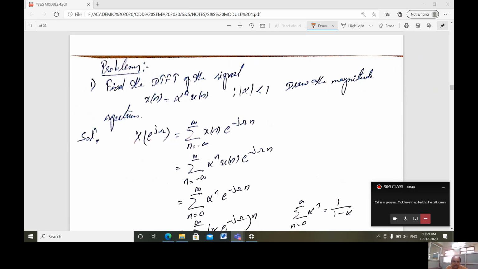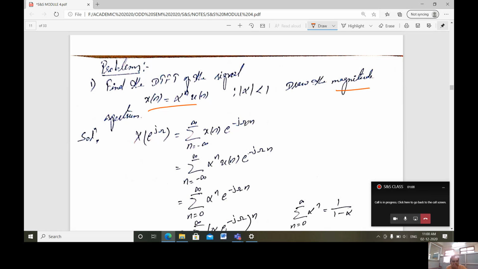The first problem is given as: find the DTFT of the signal x of n equals alpha raised to n u of n, where the magnitude of alpha is less than 1. We have to draw the magnitude spectrum for the given equation.